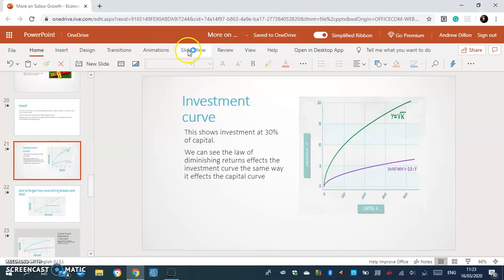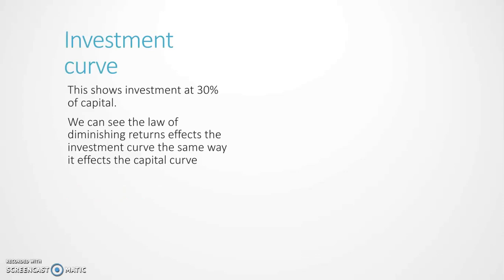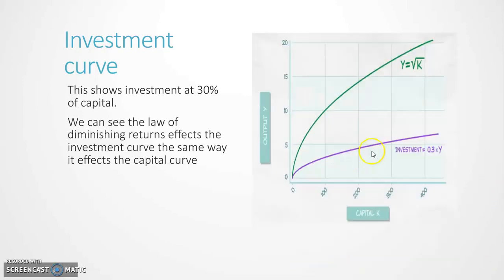So on to the next video, from the current slide, presenting what the investment curve is when you work with economics. This shows investment at 30% of capital, where you can see the law of diminishing returns affects the investment curve the same way it affects the capital curve. So that's the diagram here.